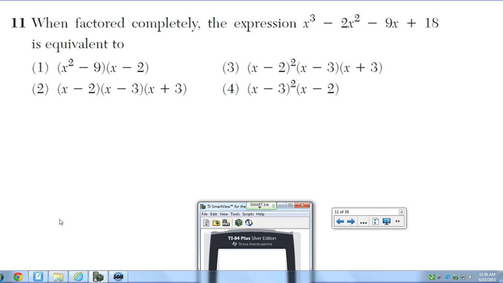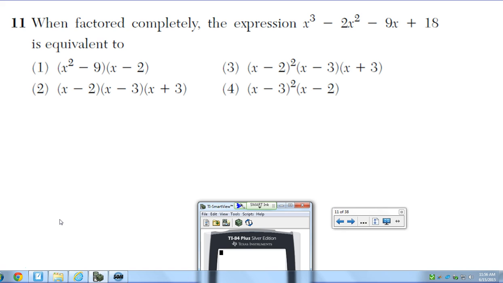Question 11. When factored completely, the expression x to the third power minus 2x squared minus 9x plus 18 is equivalent to. All right, so the real way to do this is to know how to factor. And you have 4 terms. And if you ever have to factor 4 terms, you know it's going to involve the grouping method.